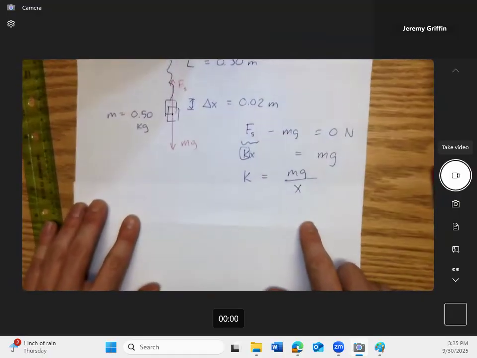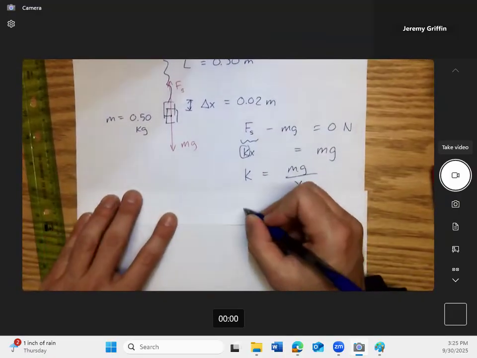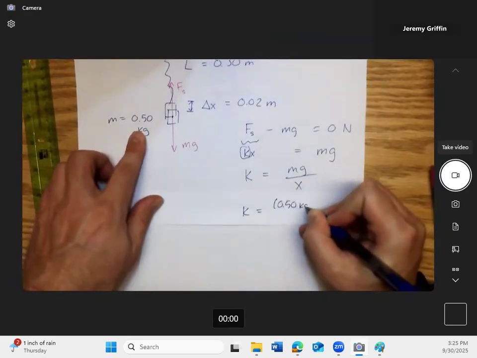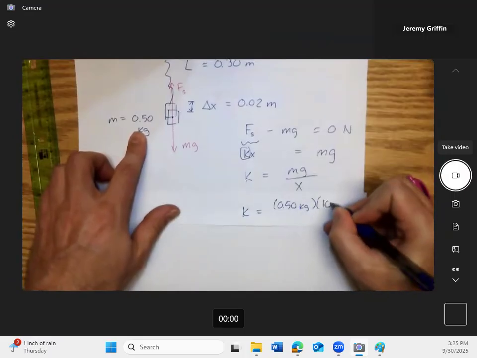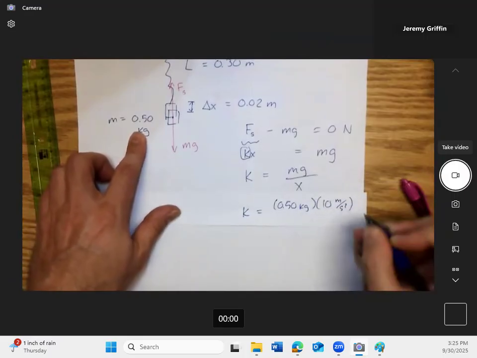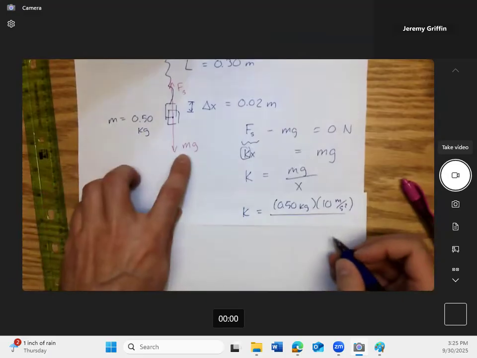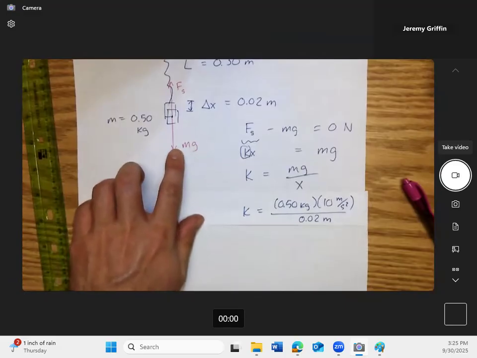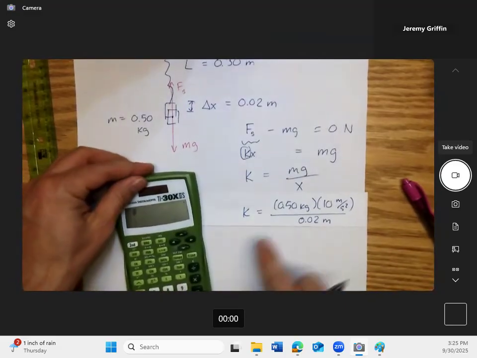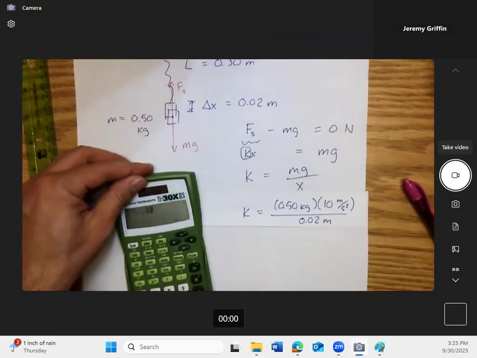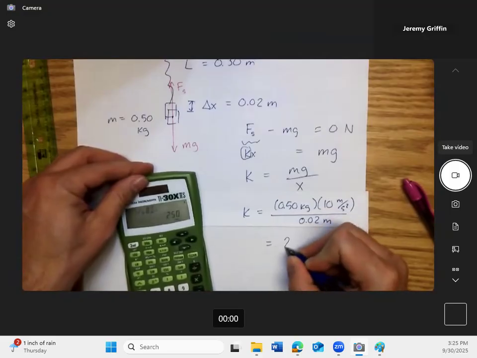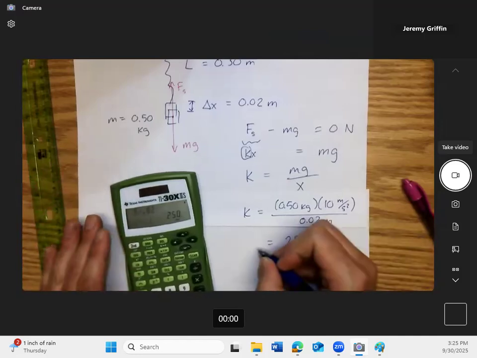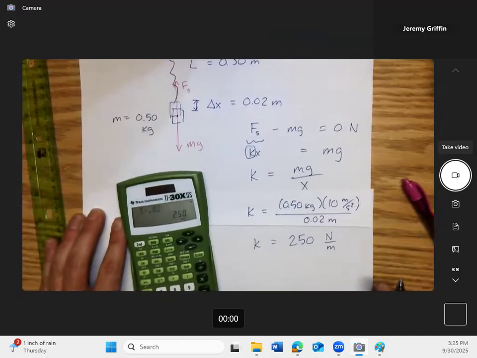Guys good? Okay. So the spring constant would be, I got a 0.5 kilogram mass. Earth gravity we'll call about 10 meters per second squared. So there's the weight, and it stretches by 0.02 meters. So 0.5 times 10 is 5, over 0.02. I'm looking at 250, and that would be newtons per meter. So the spring constant of the spring would be 250 newtons per meter.